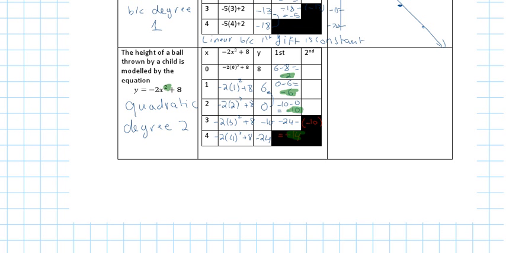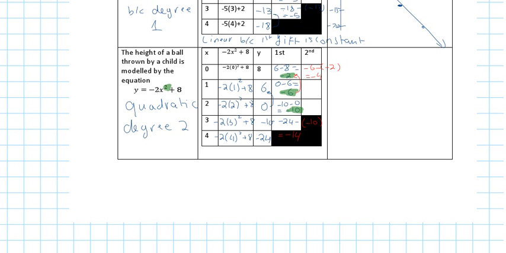Okay? Now to do the second difference, I'm going to take the first difference and subtract. So I'm going to do the same process, but using the first difference. Okay? So that means I'm going to take the negative 6 and I'm going to subtract negative 2. So negative 6 subtract negative 2. That's negative 6 plus 2, which gives me negative 4.